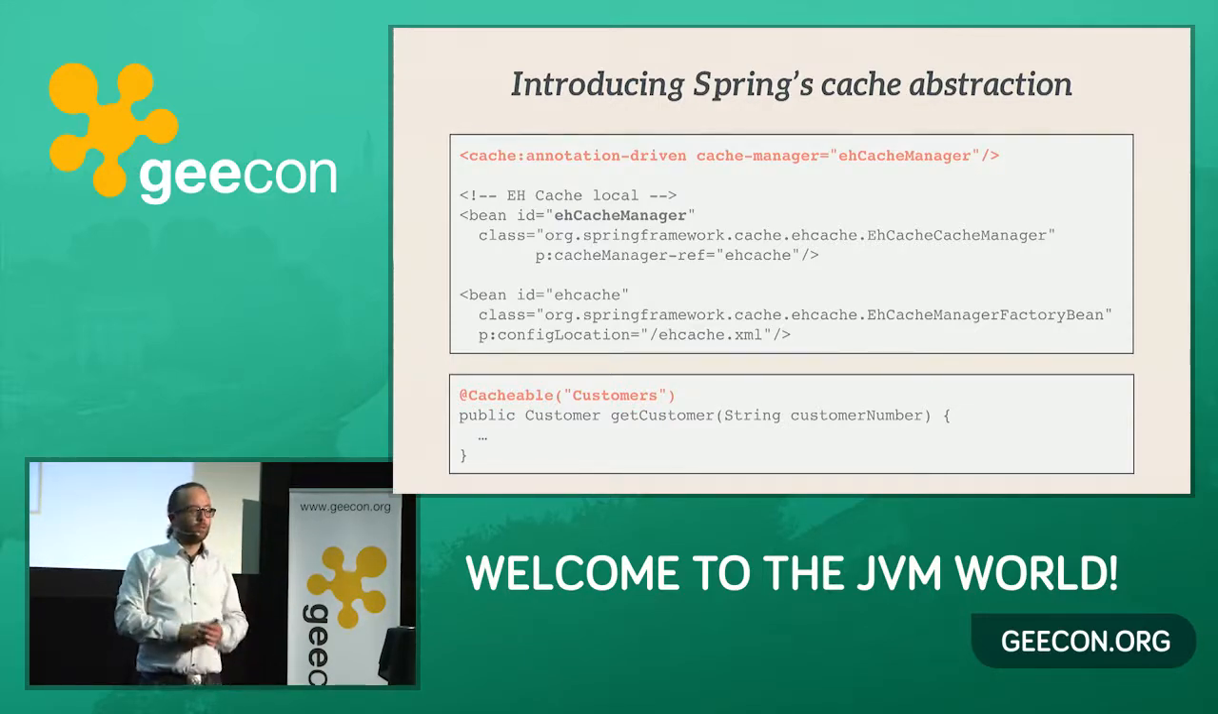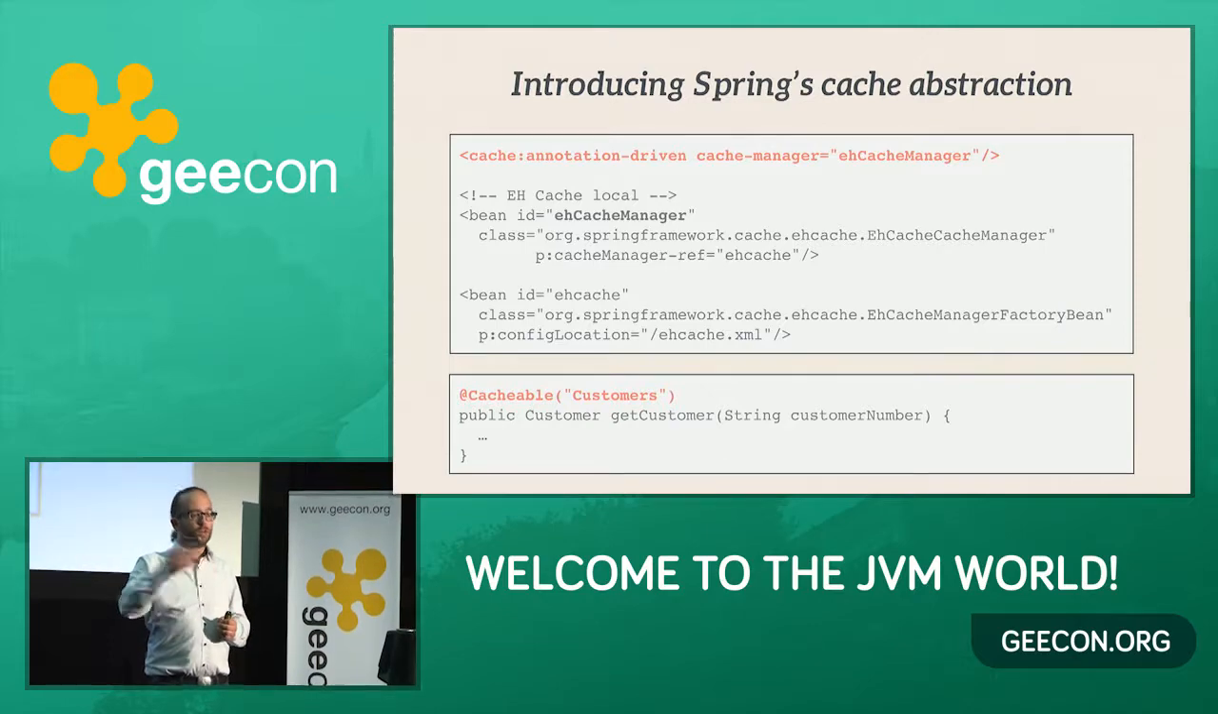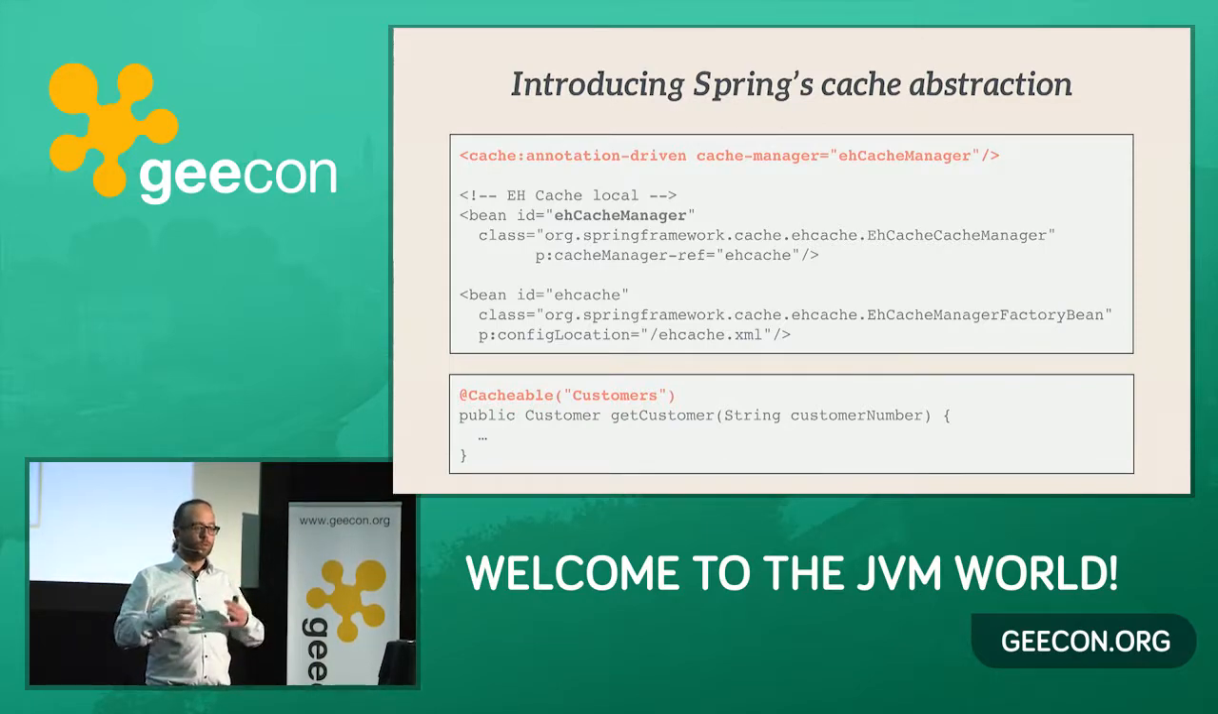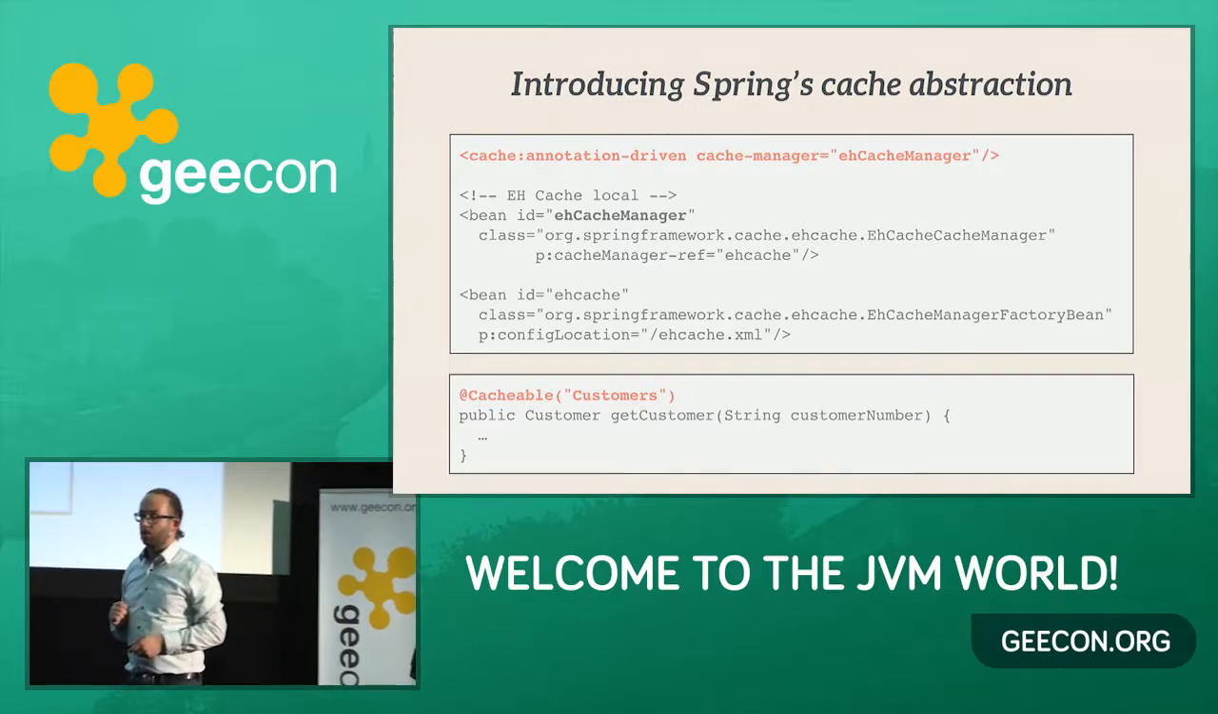If you want to do that, there is a solution in the Java EE space called JCache, and there is a solution for that in the Spring space called the Spring cache abstraction. And of course, the Spring cache abstraction is also fully compatible with JCache, so you can easily use both of them together in your applications.